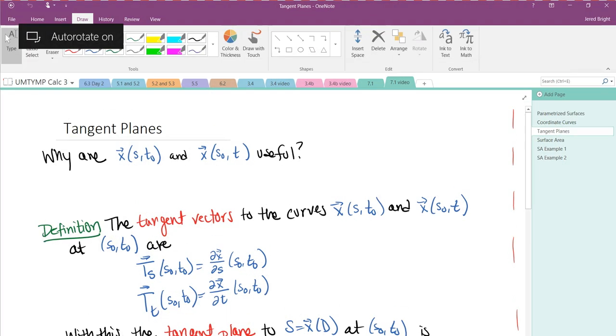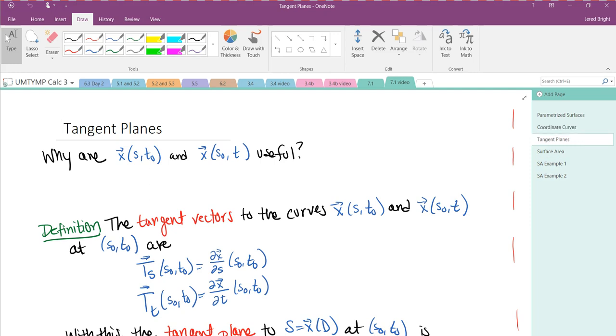Alright, so my first question in this video is, we just finished talking about coordinate curves. Why are they actually useful? Well, they help us when we're discussing tangent planes. If we're looking at a point and creating tangent vectors at that point, or the tangent plane, we can look at the coordinate curves to help us with that.